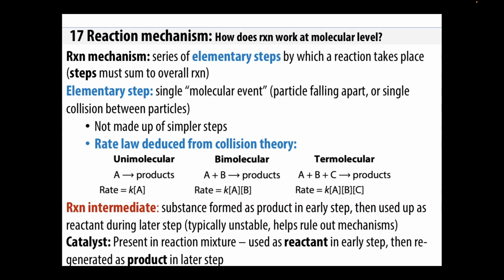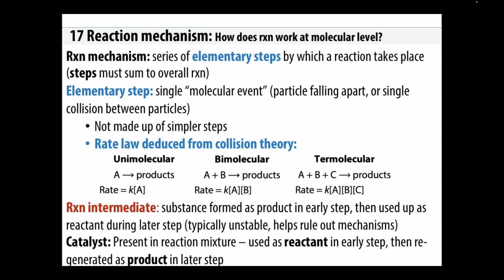Those elementary steps are important because they represent a single collision, and therefore we can write their rate law using collision theory. For a unimolecular step like A goes to products, the rate for that step is k times A. For a bimolecular step, it's k times A times B, because these are the 2 things that collide. For a termolecular step, k times A times B times C.